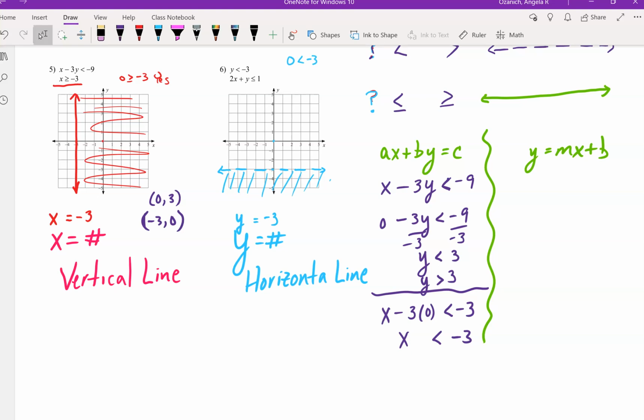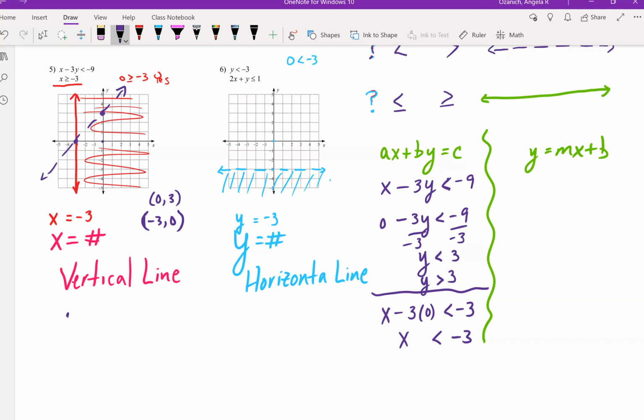Let's look at these points and graph our line. So (0, 3): 1, 2, 3. Okay, and (-3, 0) is right here. I knew I was going to have a dashed line, so my line is going to look something like that, and I'm going to test the point (0, 0) to see which side of this line I should shade.